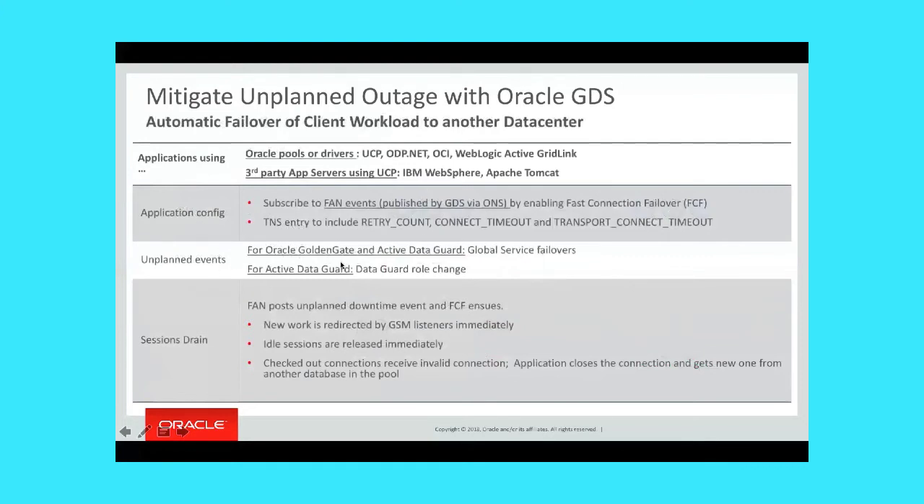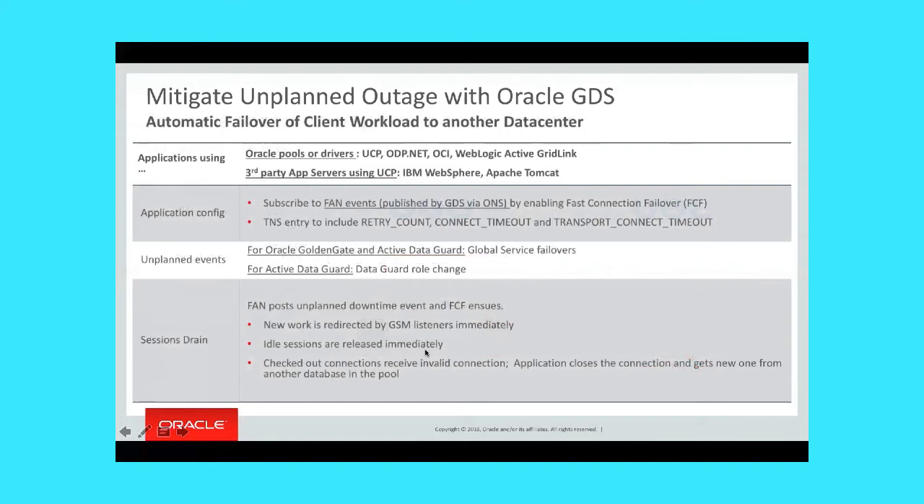Unplanned events, in this case, the service failovers, right? Anytime there is a service failover, if a primary database crashes, or for that matter, even the Data Guard role transition for faster failover, etc. When those events happen, the moment GSMs realize it, it relocates the service and it'll tell the clients. So the clients receive notification, the fast application notification. And the moment the clients receive the notification, fast connection failover ensues, right?